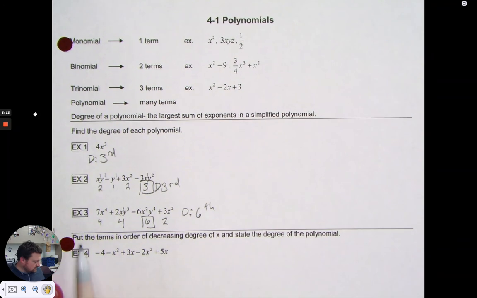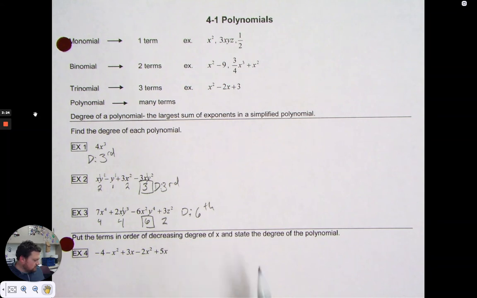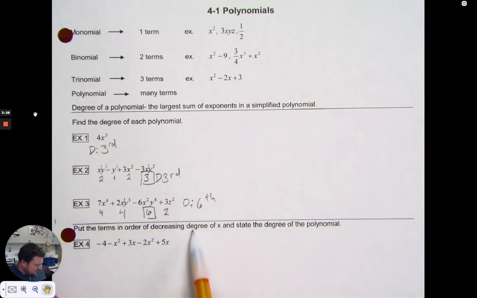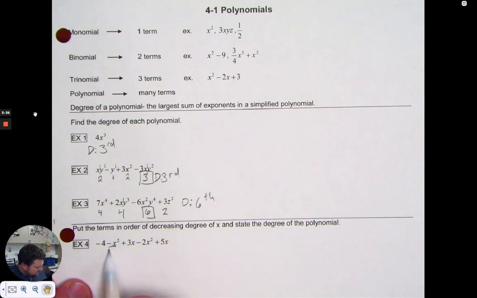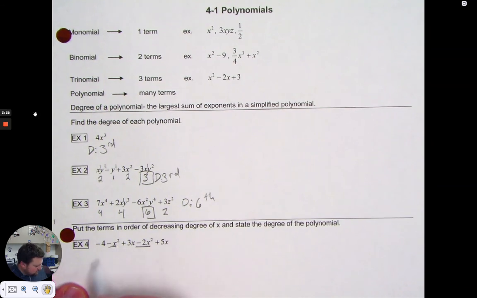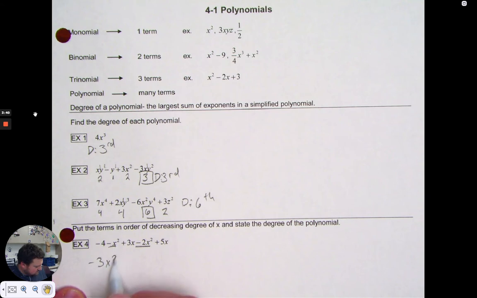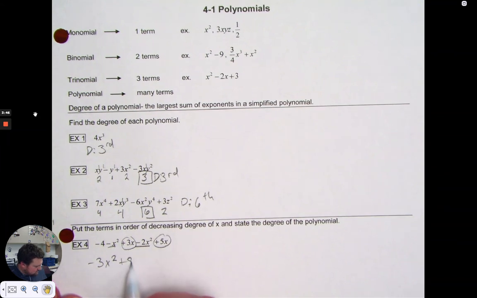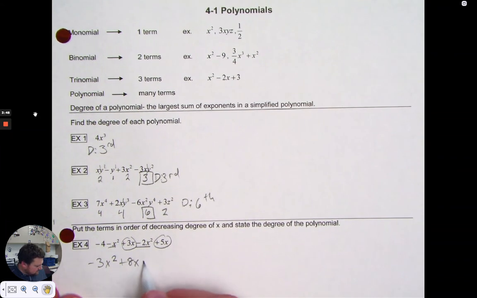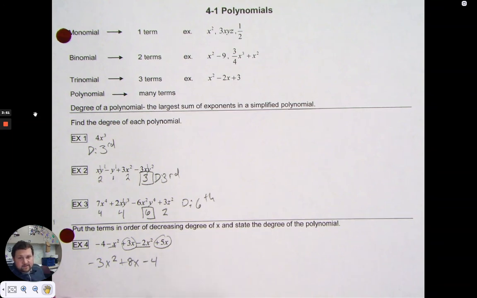Now in this next section, it says put the terms in order of descending degree of x and state the degree of the polynomial. Decreasing degree or descending degree, either one, means we're getting smaller. So we're going to start with our biggest degree for x and work our way to our smallest. Here we have this negative x squared, along with this negative x squared. Those two can be brought together to give us negative 3x squared. Our x terms, we have this positive 3x and positive 5x, which gives us a positive 8x. And then that leaves us with just this minus 4 at the end as our constant.